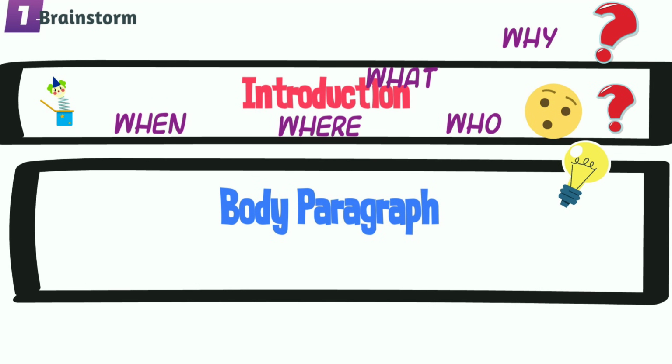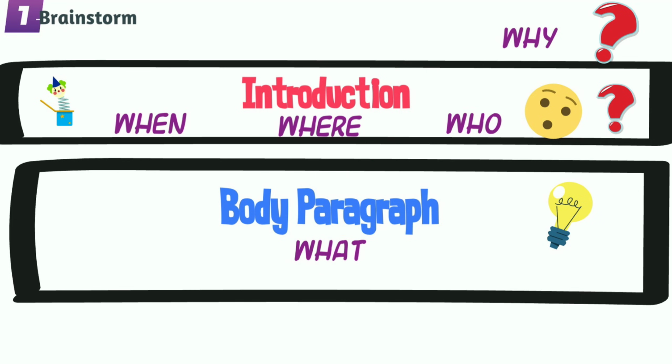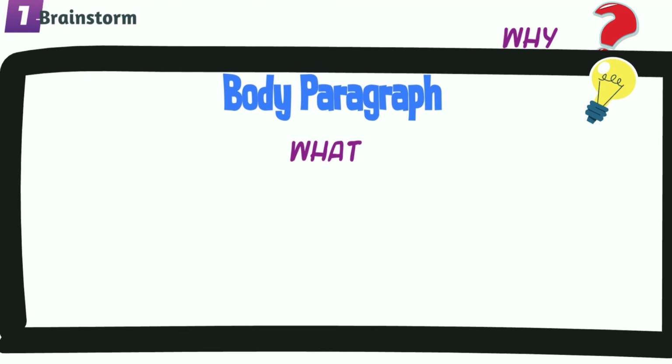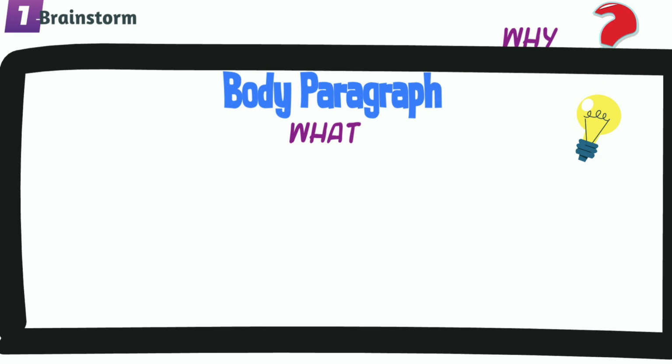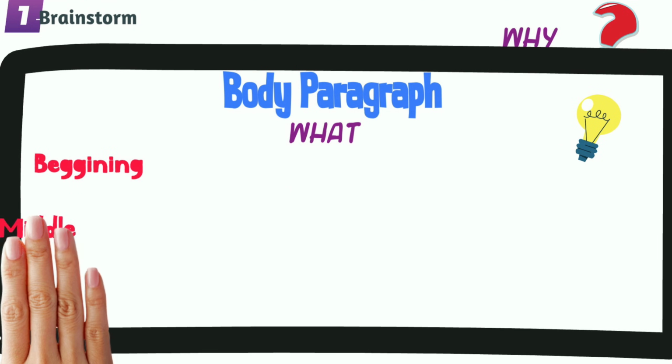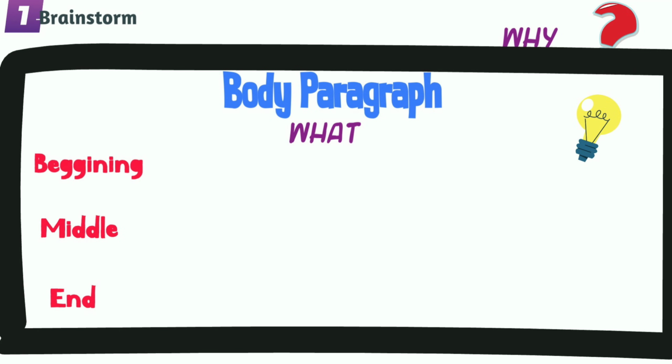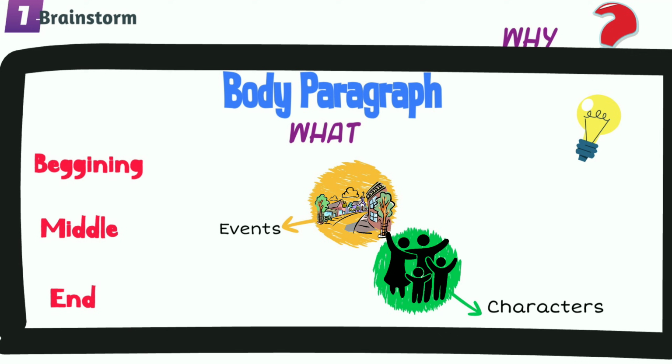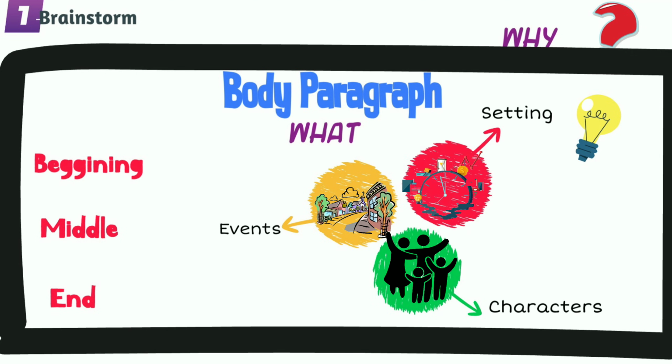The body paragraph should focus on the details you want to get across. So answer the question, what happened? List the order in which things occurred. Write down what happened at the beginning, at the middle, and at the end of the event. And focus on describing the events, the characters, and the setting.